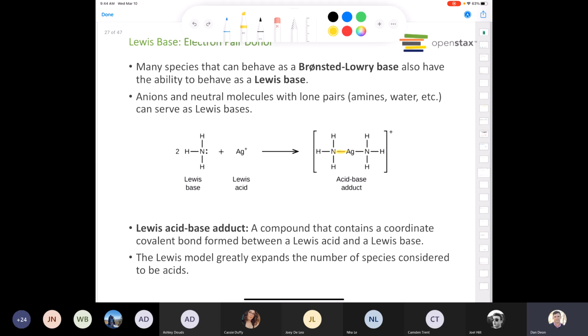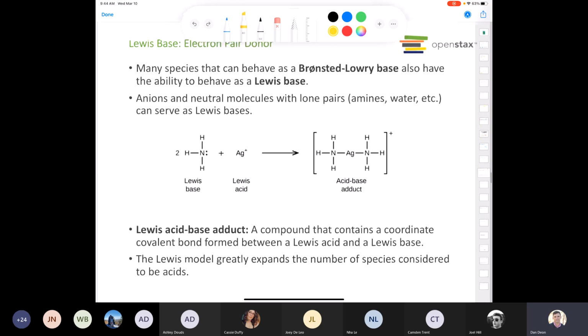And so again, the importance of the Lewis acid base theory is that that model, the Lewis acid base model, greatly expands the number of species that can be considered acids.